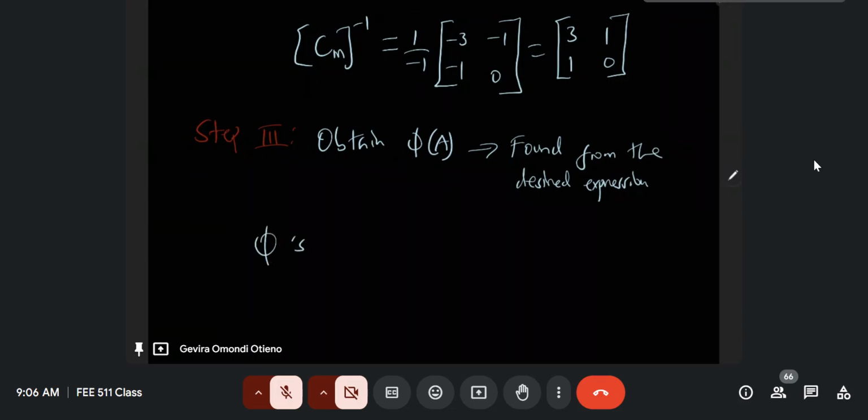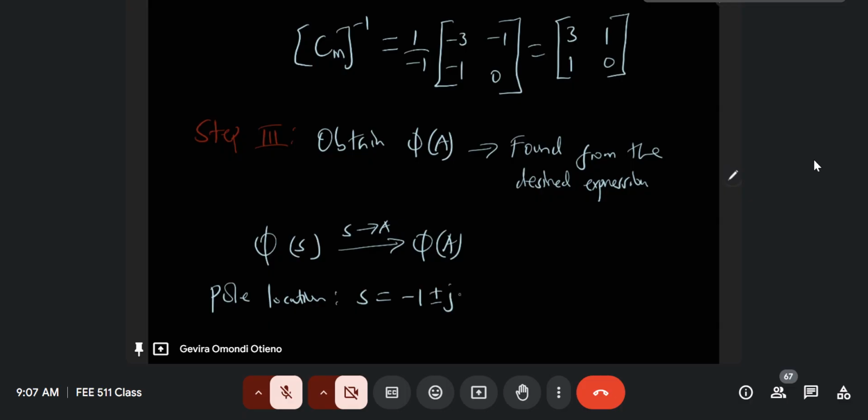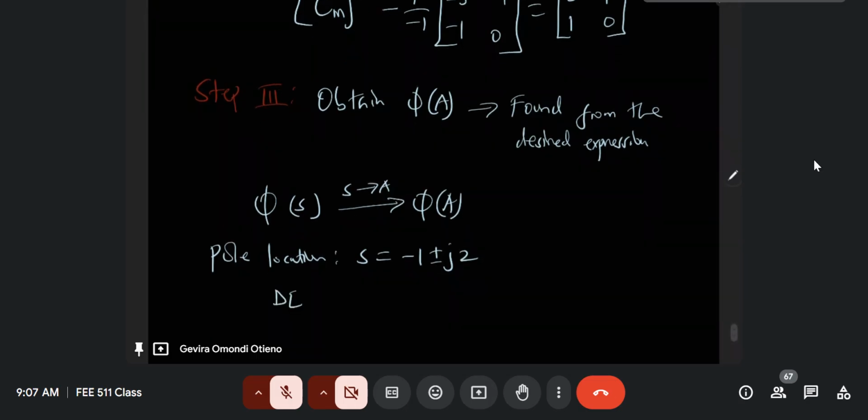Look at this. Phi of S, if I transform S to A, becomes phi of A. So I can get phi of S. I'll tell you how to do that. Don't worry. It's the desired expression. Once I get phi of S, I simply change the S to A, and that gives me phi of A. Please remember that the pole location was S equals minus 1 plus or minus j2. And we had even obtained the desired expression from there.